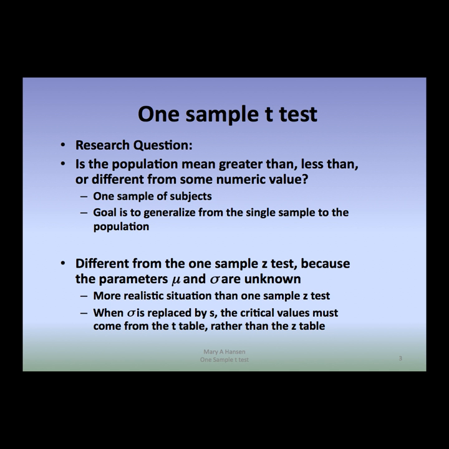The one-sample t-test is more practical than the one-sample z-test. The one-sample z-test assumes that the population standard deviation, sigma, is known. However, in practice, it is unrealistic for us to think that sigma would be known. Therefore, we estimate sigma with S. When we do estimate sigma with S, the critical values for the statistical test must come from the t-table rather than the z-table.